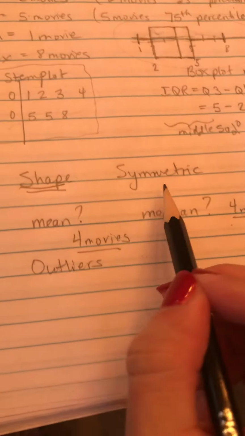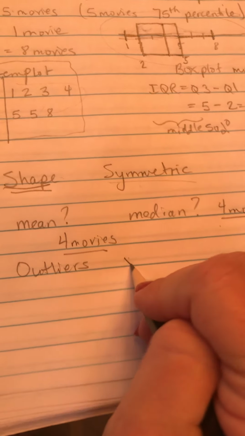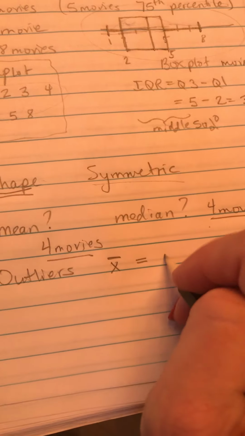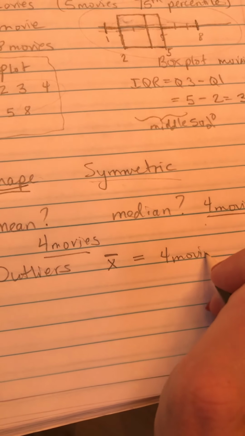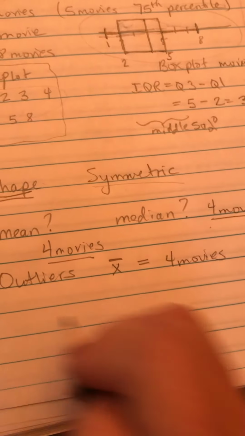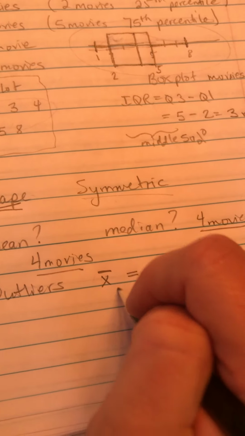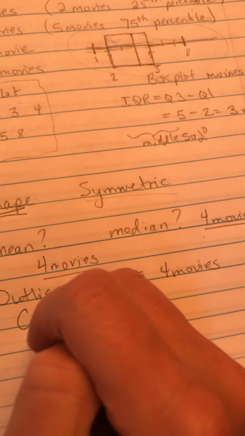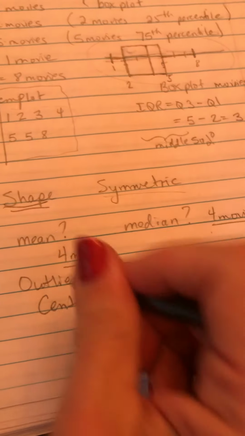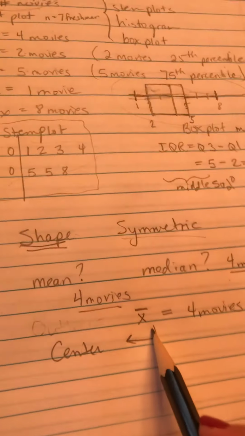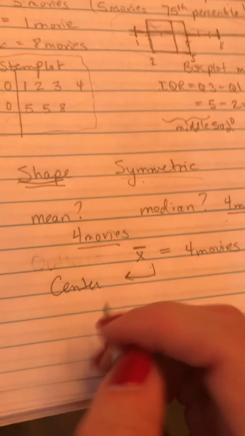Since I'm using a symmetric shape, I'm going to use the mean. X bar is a symbol for a sample mean, and we just found that to be 4 movies. Let's see, I just wrote down outliers, and that is center. Center. All right, center, the mean, because it's symmetric.